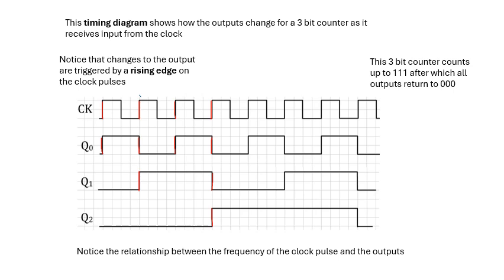Notice the relationship between the frequencies of the clock pulse and the outputs. So the frequency is halving every time. As you go from the clock pulse to Q0 to Q1 to Q2, the frequency halves every time.